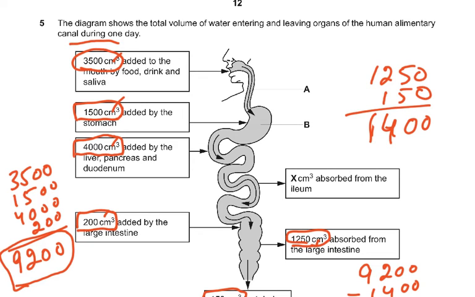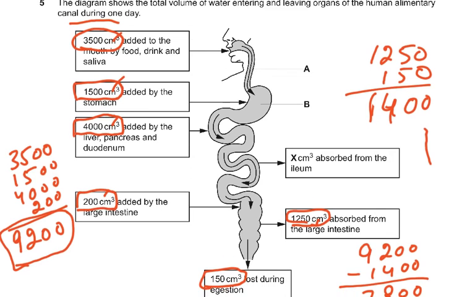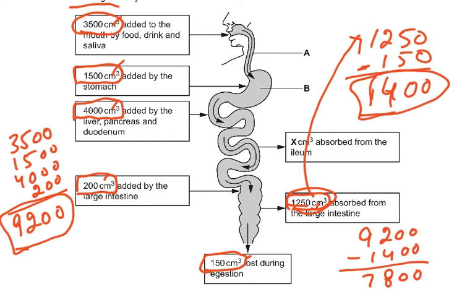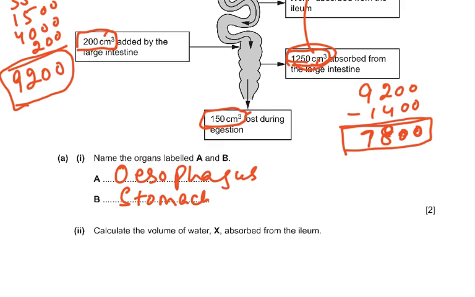While here I've added the 1250, as you can see in this question, the 1250 and the 150. This is the one which I've added here, and this is the one which I've added here, and you get a total sum of 1,400. Now 9,200 minus 1,400 is, basically, 7,800, right? Now this is the working I've done here. Now we proceed. The organs labeled A and B, and that of course was the esophagus and the stomach. Calculate the volume. This was 7,800.